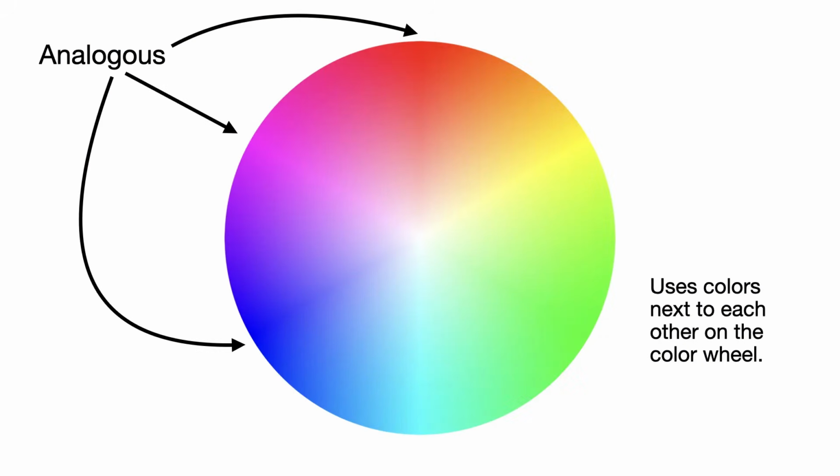The next color scheme that's used by artists is called analogous. Analogous color schemes use colors that are next to each other on the color wheel. So in this example, an analogous color scheme would include magenta, red, and blue. But it could also be magenta, red, and yellow, or yellow, green, and cyan, and so on.